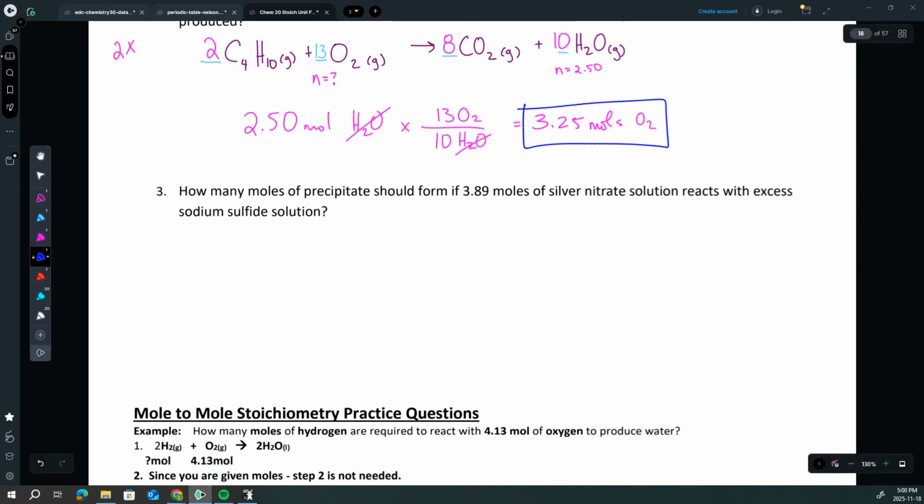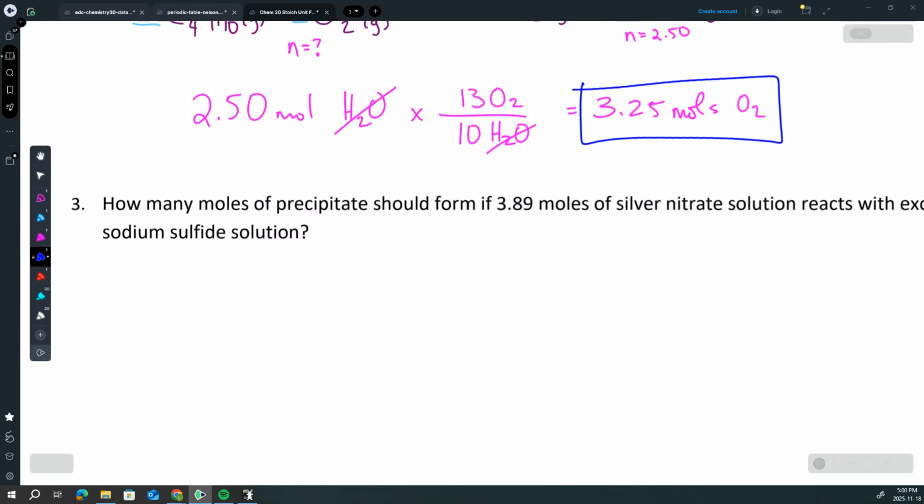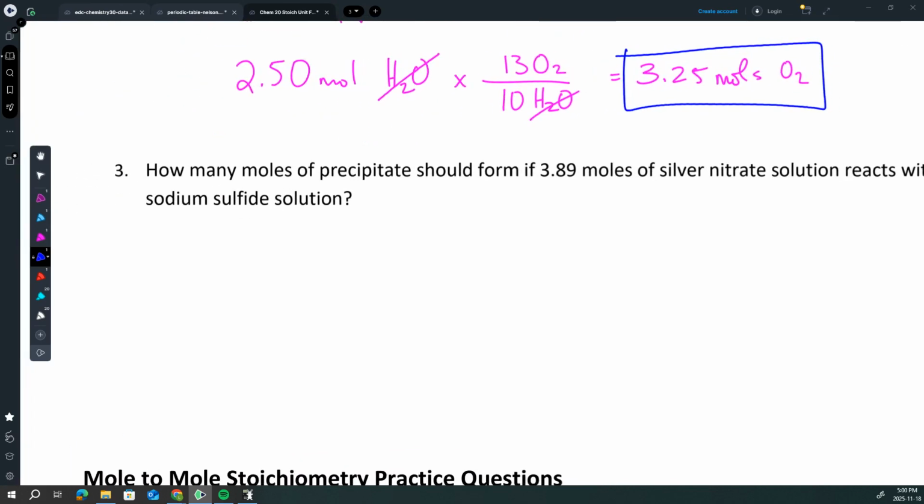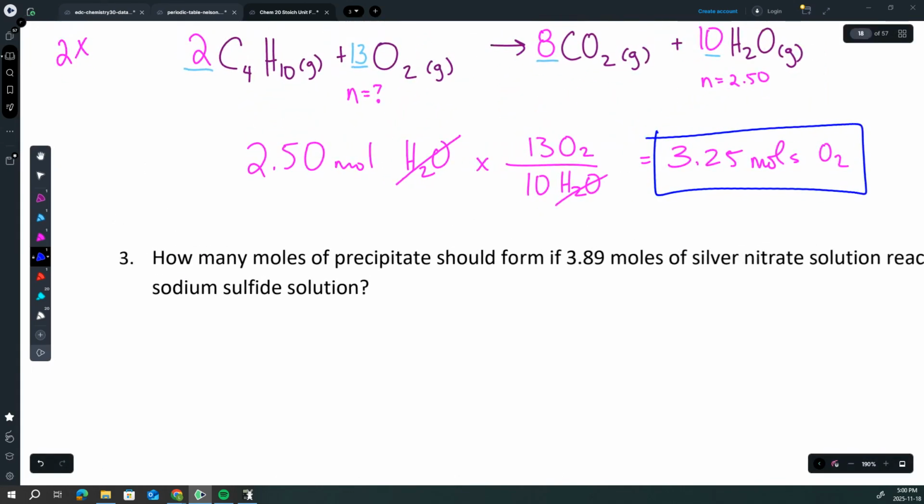All right, last example here. How many moles of precipitate should form if 3.89 moles of silver nitrate solution reacts with excess sodium sulfide solution? Okay, so some reminders here from our solution unit. The word precipitate just means that you got a solid product coming from the reaction of 2 aqueous solutions. It just means this is referring to the solid product.